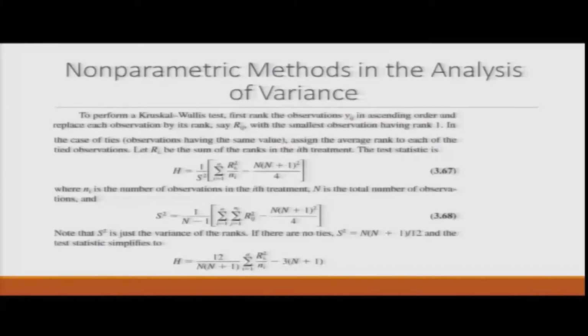I have repeated that, but I will again read it out for your own convenience, where Ni is the number of observations in the ith treatment. Capital N is the total number of observations which you have already observed, that is small n into a, and s square is basically the square of the standard errors.